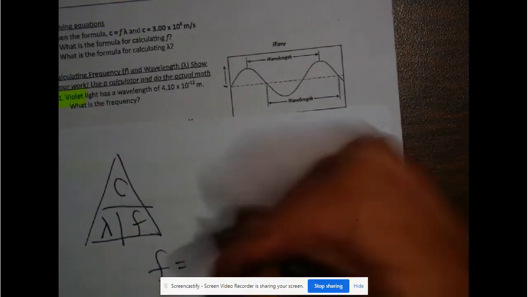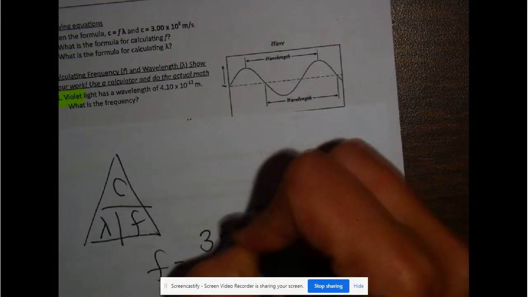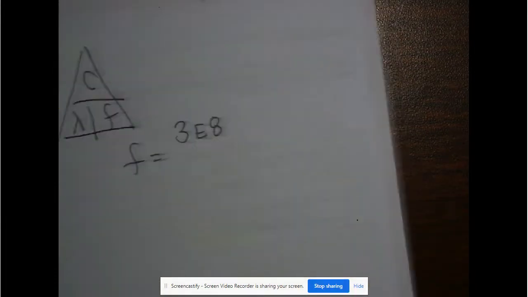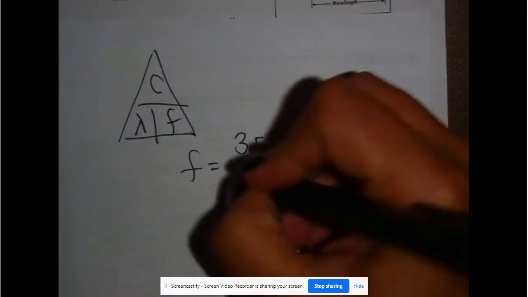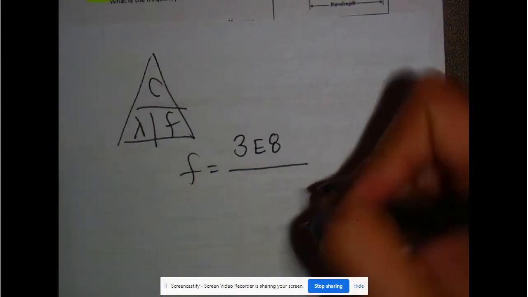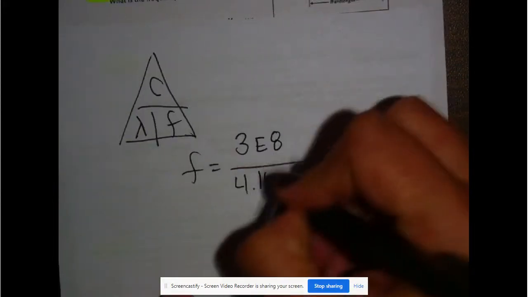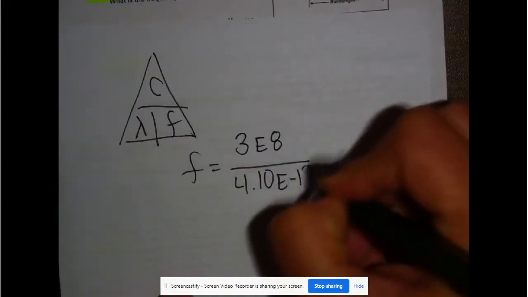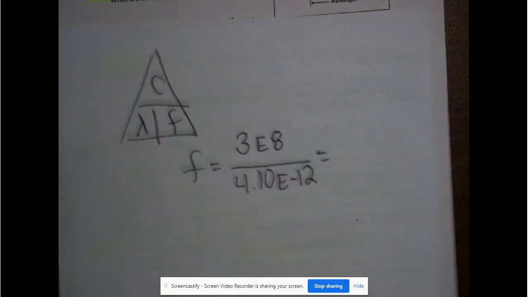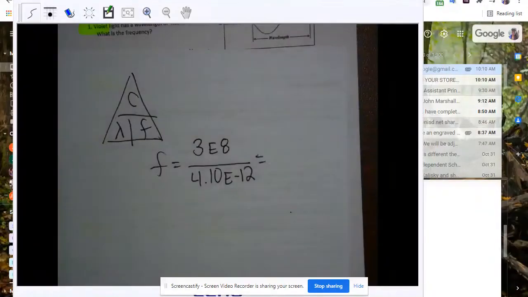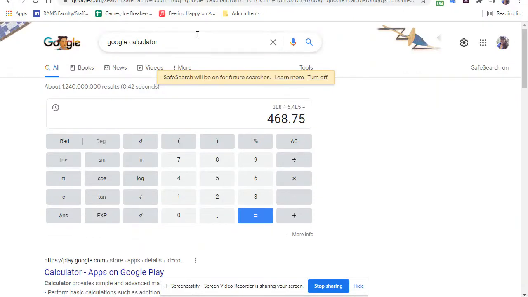So frequency was equal to 3E8, our speed of light constant, divided by the wavelength given to you, which is 4.10 E negative 12. Okay? We went over how to use the calculators here in class, but I wanted to show you a couple times how to use the Google calculator as well. And if you have your phone one, that's cool.